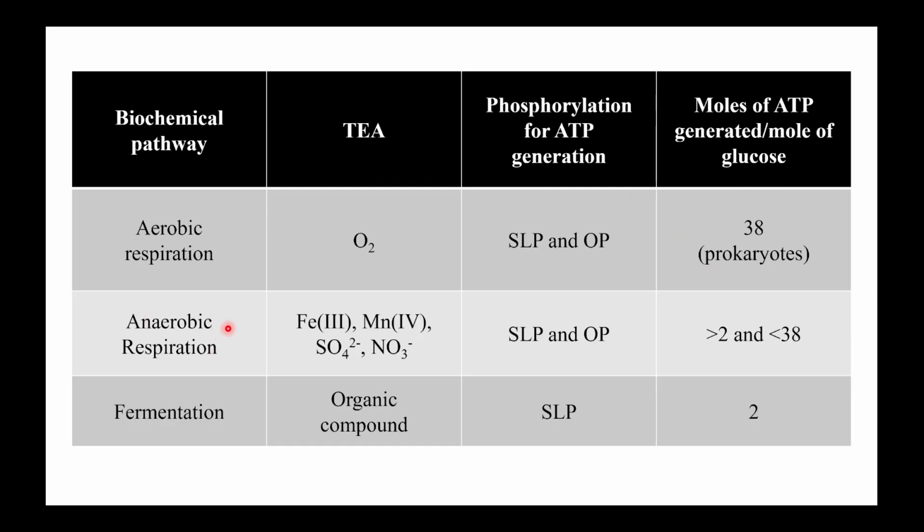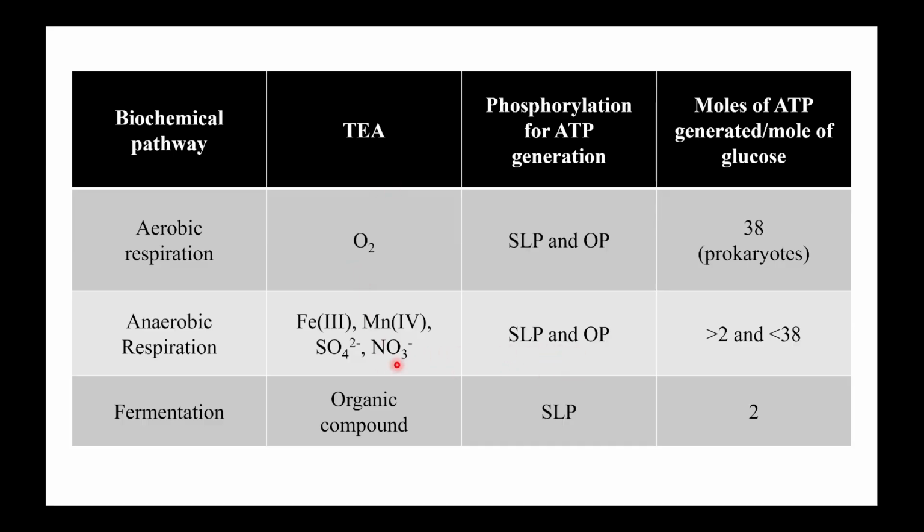Then under anaerobic reaction, instead of oxygen, the terminal electron acceptors will be Fe3+ or manganese or SO4 2- or NO3-, so sulfate, nitrate, all these molecules will accept the electrons, but the process will be more or less the same.